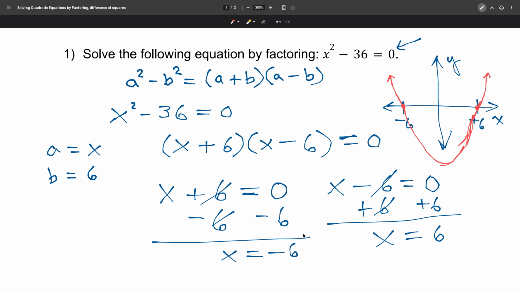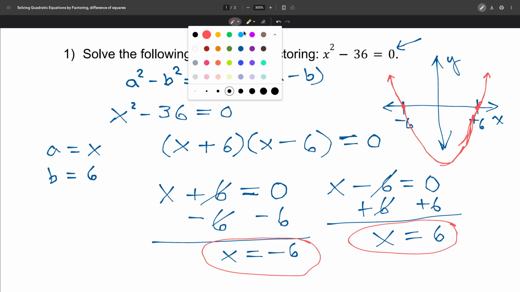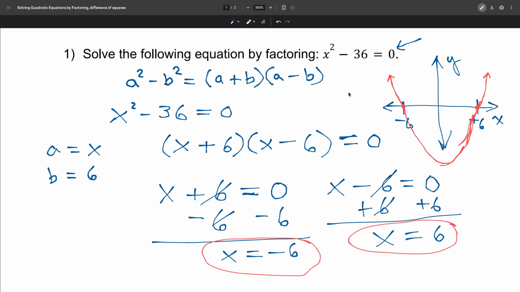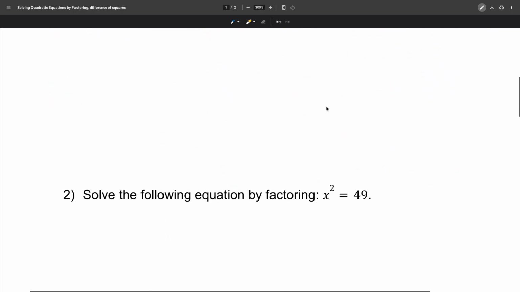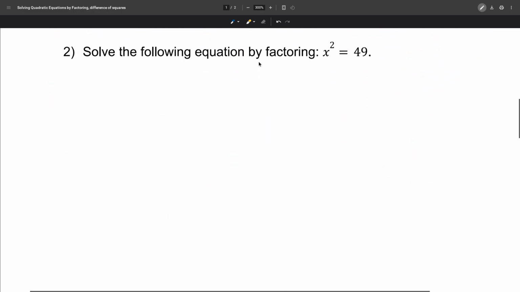So we've found our two solutions, x equals negative 6 and x equals 6. Let's keep going, try a few more so you can make sure you get the hang of this. All right, so the next one, solve the following equation by factoring. We have x squared equals 49.